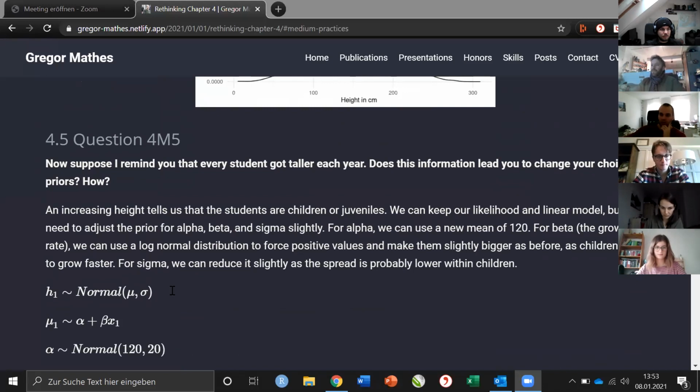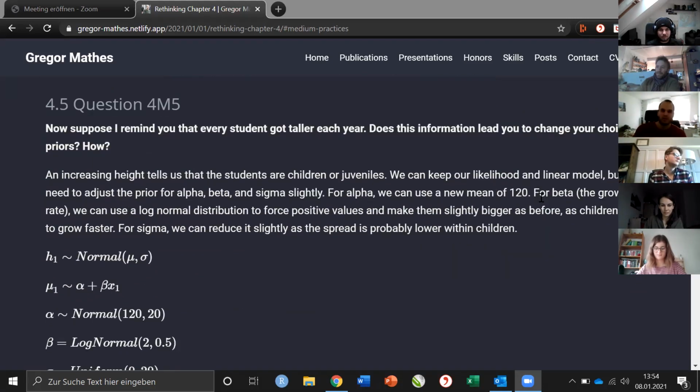So question M5. Now suppose I remind you that every student got taller each year. Does this information lead you to change your choice of priors, and how? The information that every student got taller each year basically means that we're dealing with children, because I am a student as well and I am not growing at the moment, I hope. So children are always growing, or rather young juveniles, and you can use this information to adjust your priors.